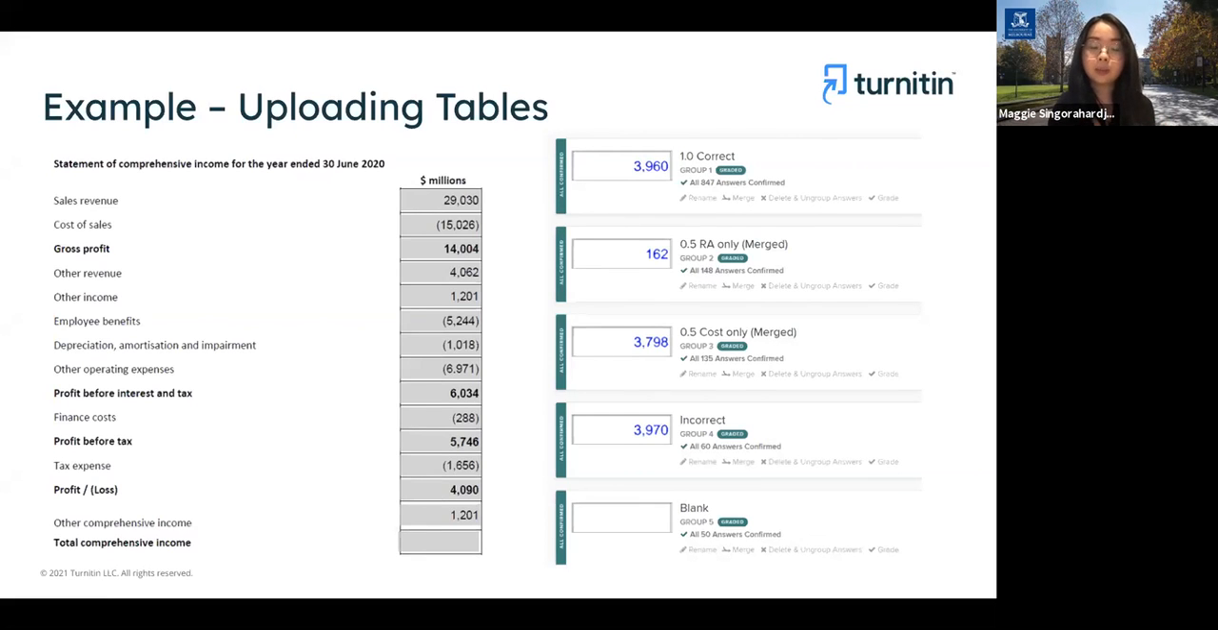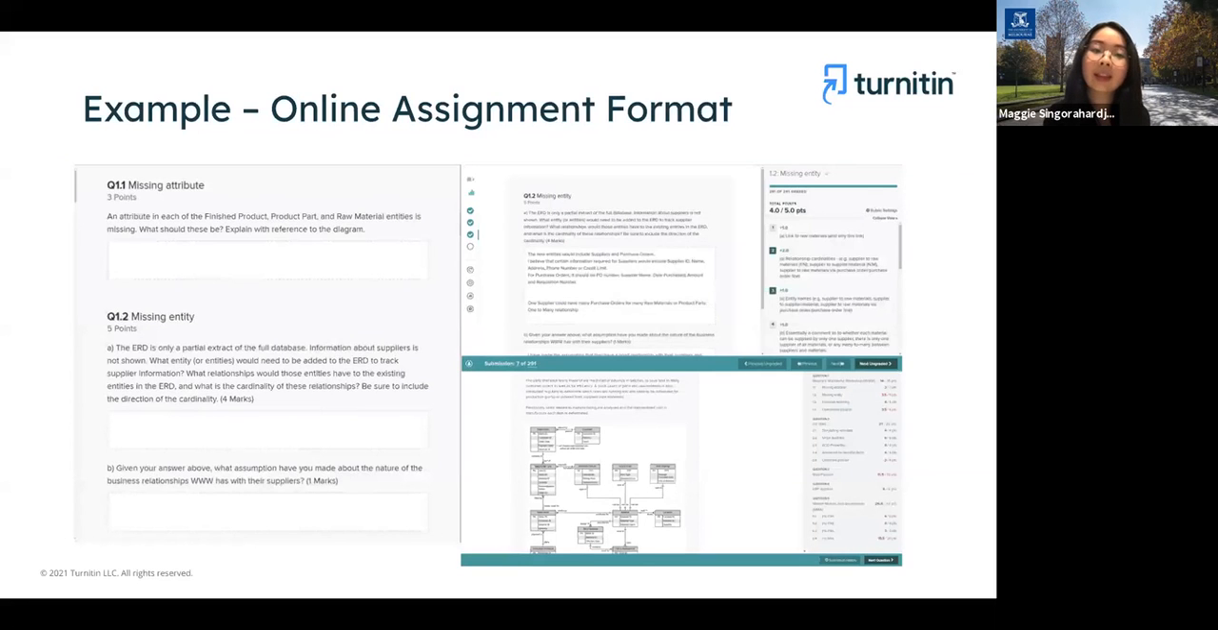The timing to set up the marking is brought to the start of the marking period where we set up these groupings. But once all of that is set up, marking is very, very efficient. Next slide, please, Chuck. Thank you.